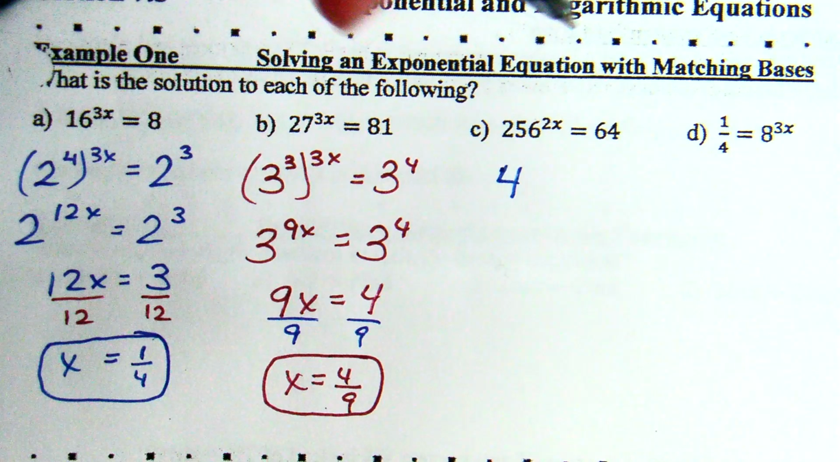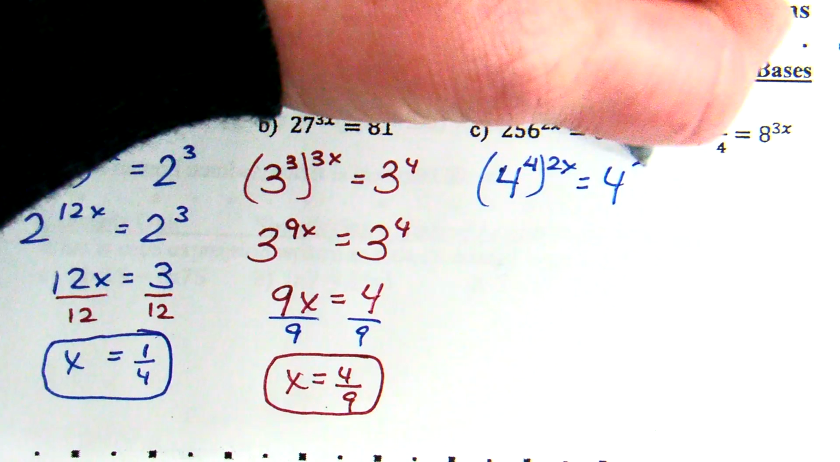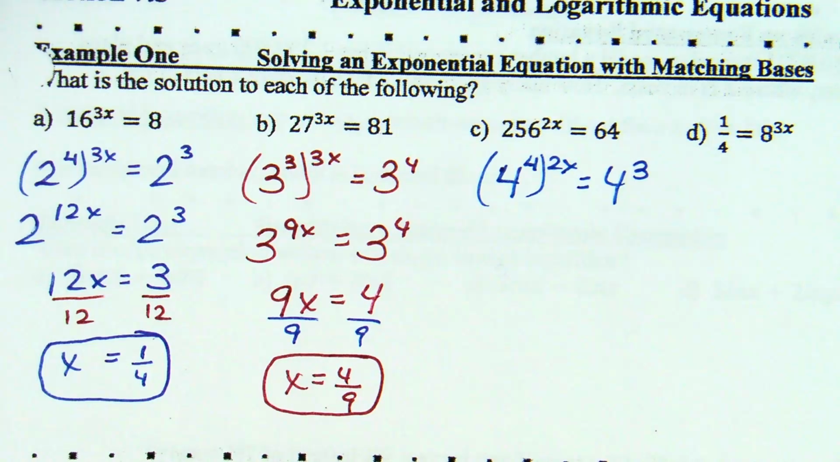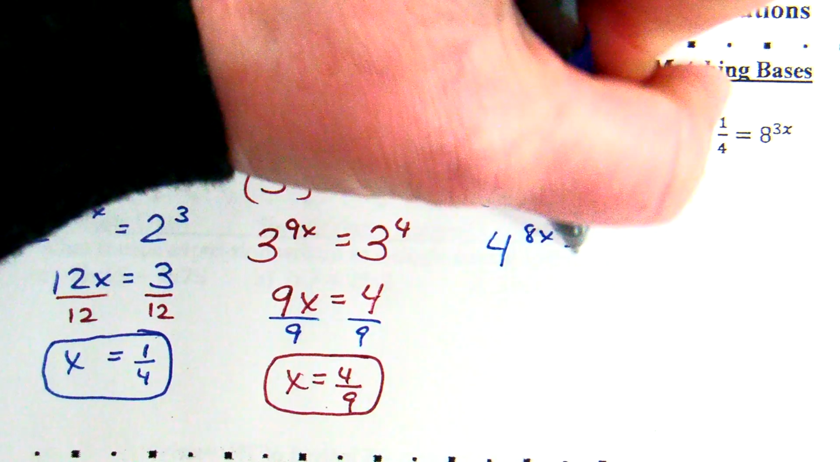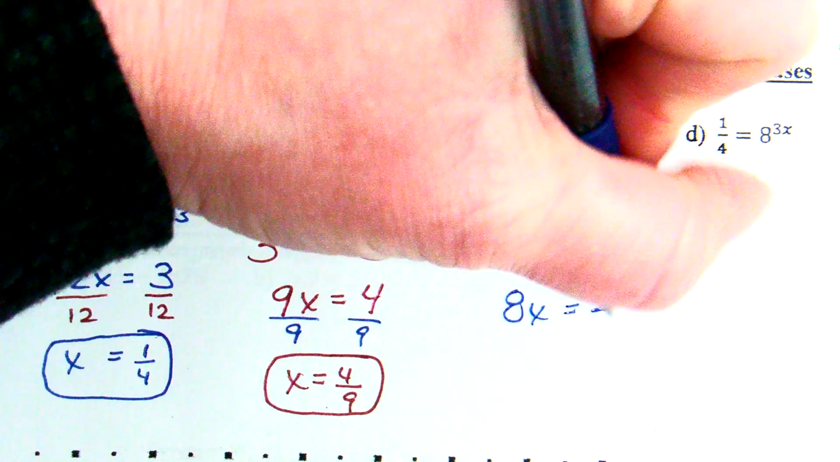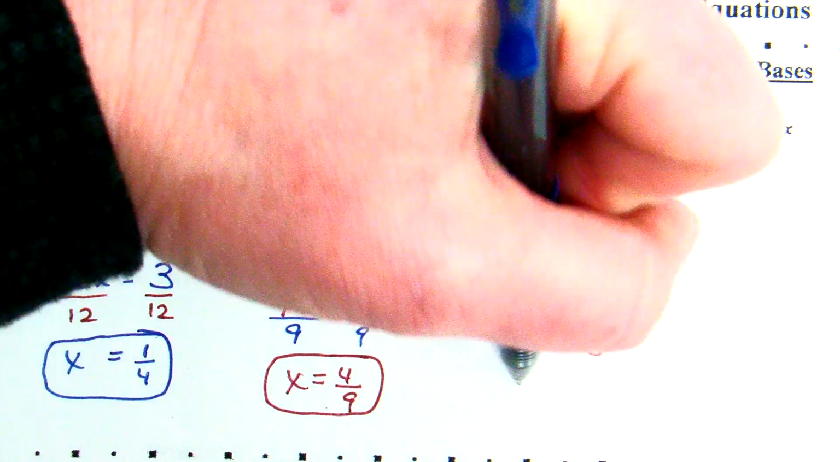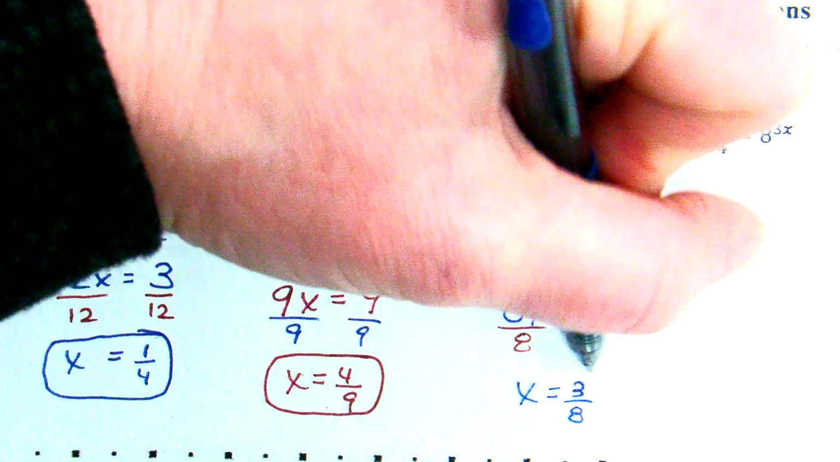So, if we go with 4, which is fine, 256 is 4 to the 4th raised to 2x, and 64 is 4 to the 3rd. So what do you know about 4 to the 4th raised to the 2x? 4 to the 8x equals 4 to the 3rd. Since my 4's are the same, 8x equals 3. Divide by 8. X is 3 over 8. Did anyone go the 2 path?